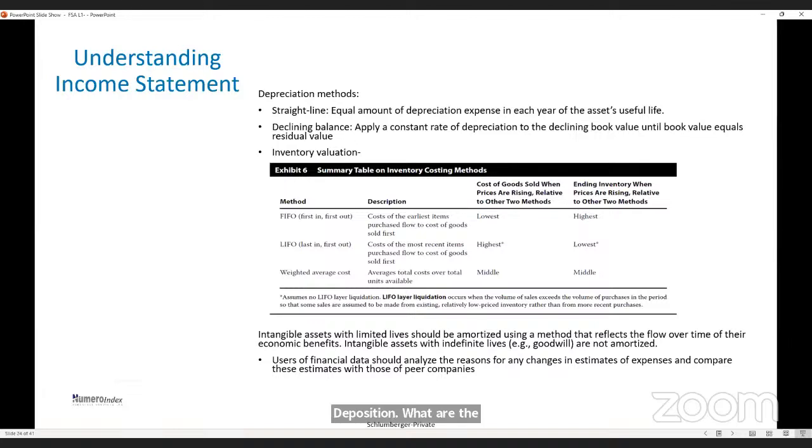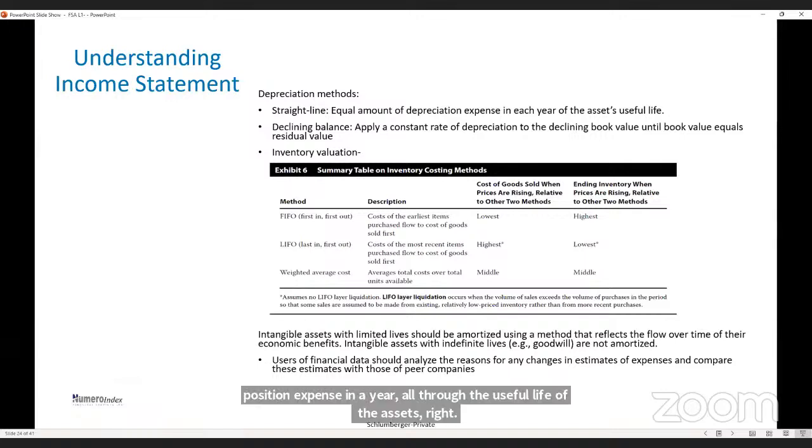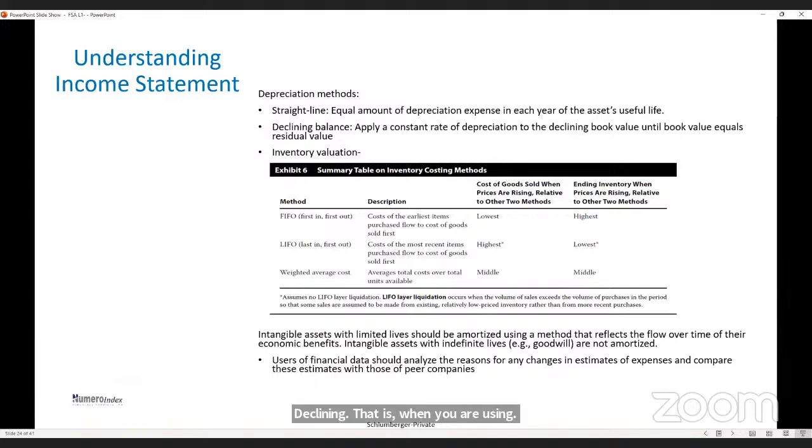Now, depreciation. What are the types of depreciation that you have? Straight line. That is, we're just recording an equal amount of depreciation expense in a year up through the useful life of the asset, right? Declining balance is when you are using a higher value at the earlier stage, sometimes we call it the reducing balance method, where depreciation in the early years of the asset is higher than in the later years. But for straight line, it is flat all through.